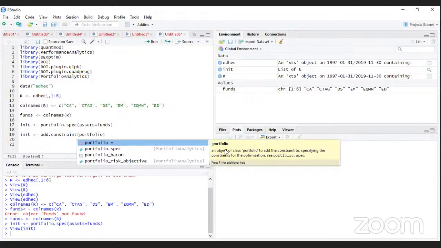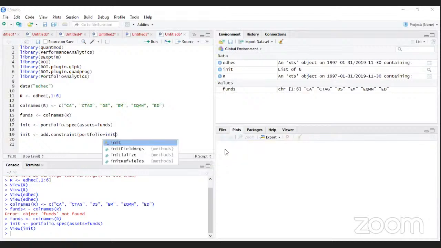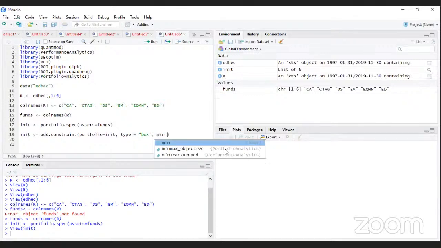Portfolio equals to it. Type equals to box. Min equals to 0.05. Max equals to 0.4. Let's stop. Let's see another type of constraint that we are having.